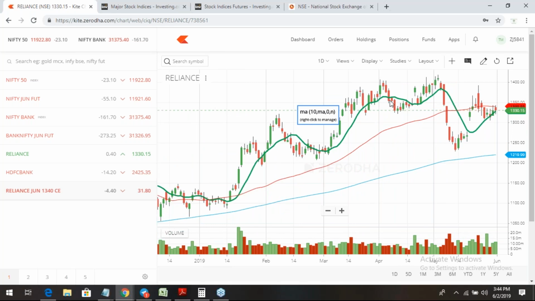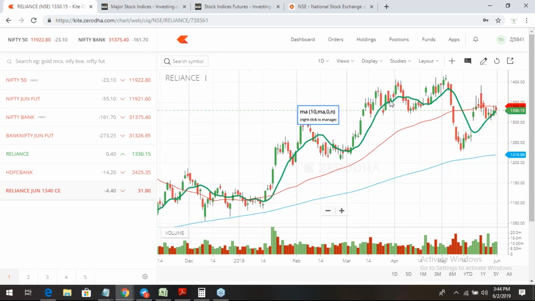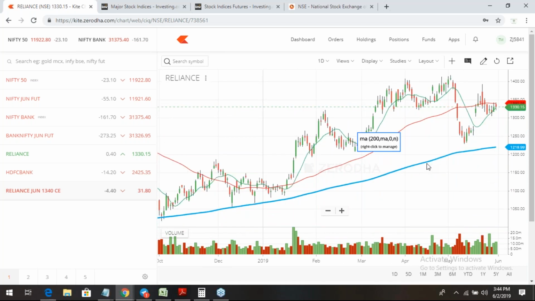Now, what is the use of 10 SMA, 50 SMA, and 200 SMA? In the market, usually 50 SMA and 200 SMA, how many people use these? Almost everyone uses them. That's why we are also using this.